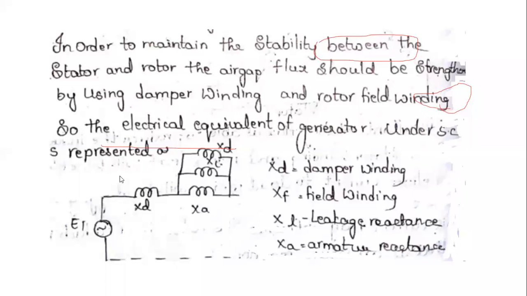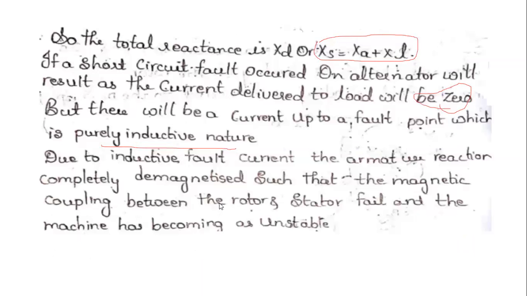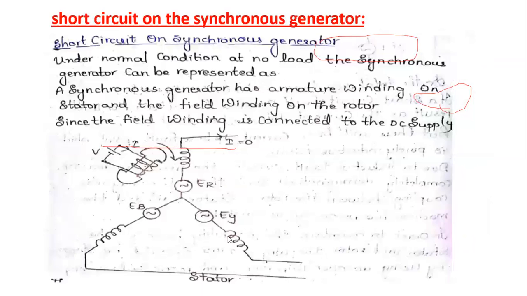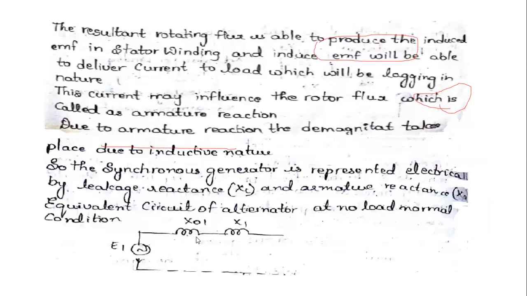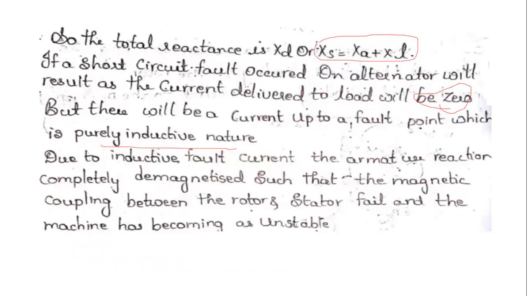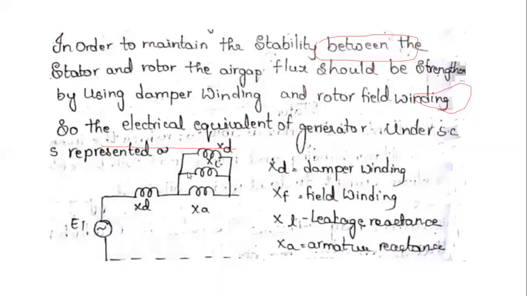Therefore, the equivalent circuit of the generator under short circuit can be represented like this. This is the no load condition for the synchronous generator. This is the armature reaction and this is the leakage reactance. But if a short circuit occurs, then automatically the system is unstable. For converting that unstable machine to stable, we are using the damper windings or the rotor field windings. That's why we are adding the damper winding and rotor field winding.